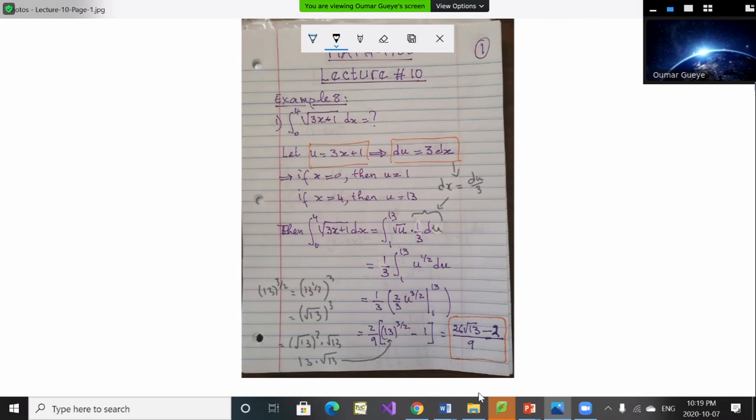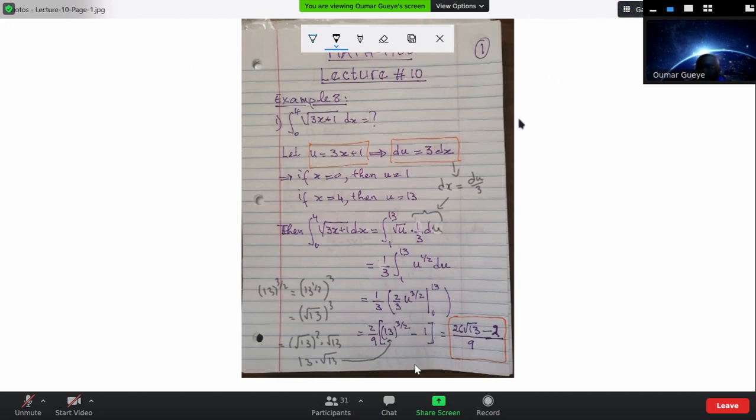Sir, is it necessary to do the last step, or can we leave it like that only? Yeah, it depends. If the question asks you to simplify as much as possible, you have to write it like that. Otherwise, you can leave it like that. Any other question?